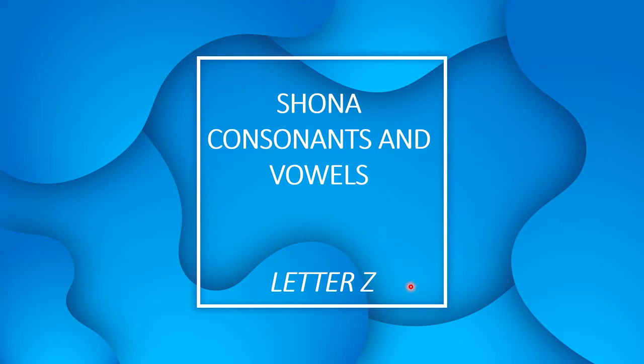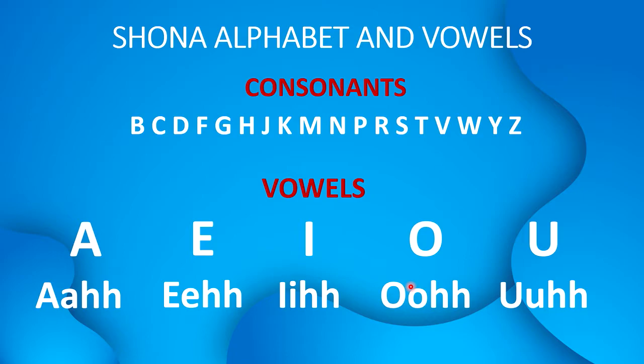Today I'll be taking you through the last letter of the Shona alphabet, which is Z, and combining it with the Shona vowels. As a recap, the Shona alphabet contains consonants and vowels, and the vowels, which are the letters at the bottom, are the ones that determine how you pronounce all Shona words. And this is how you pronounce them.